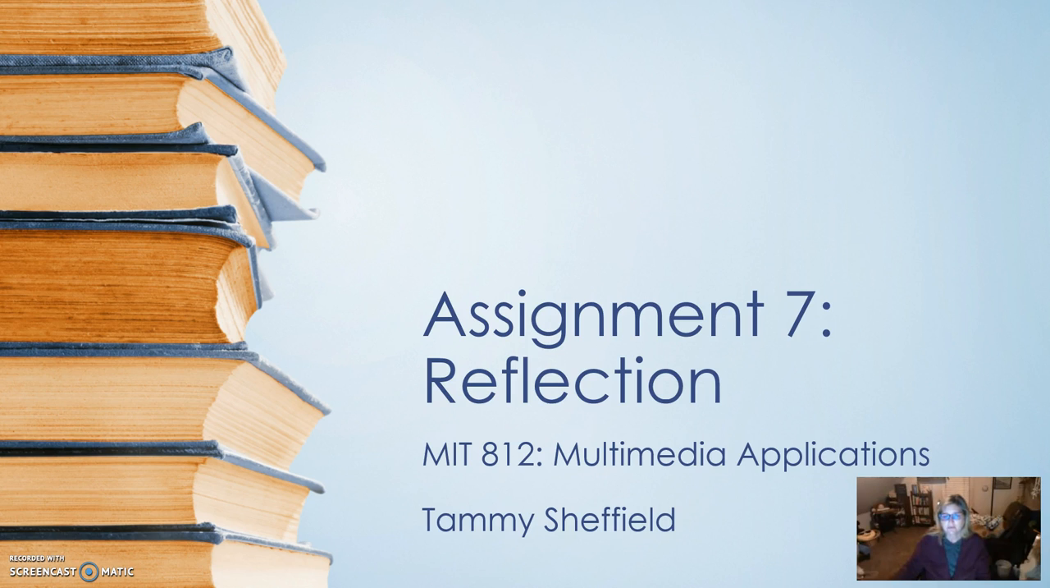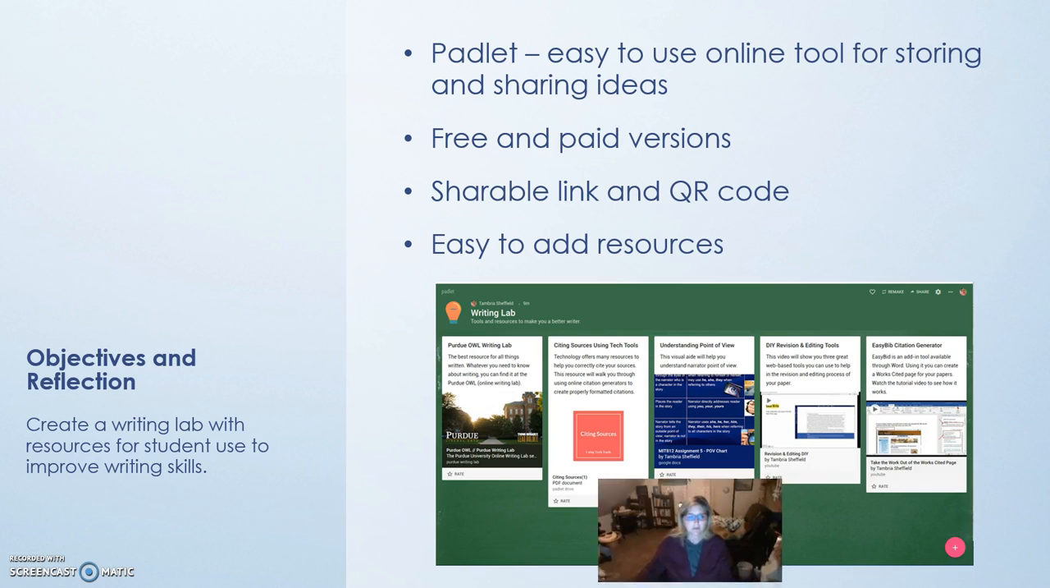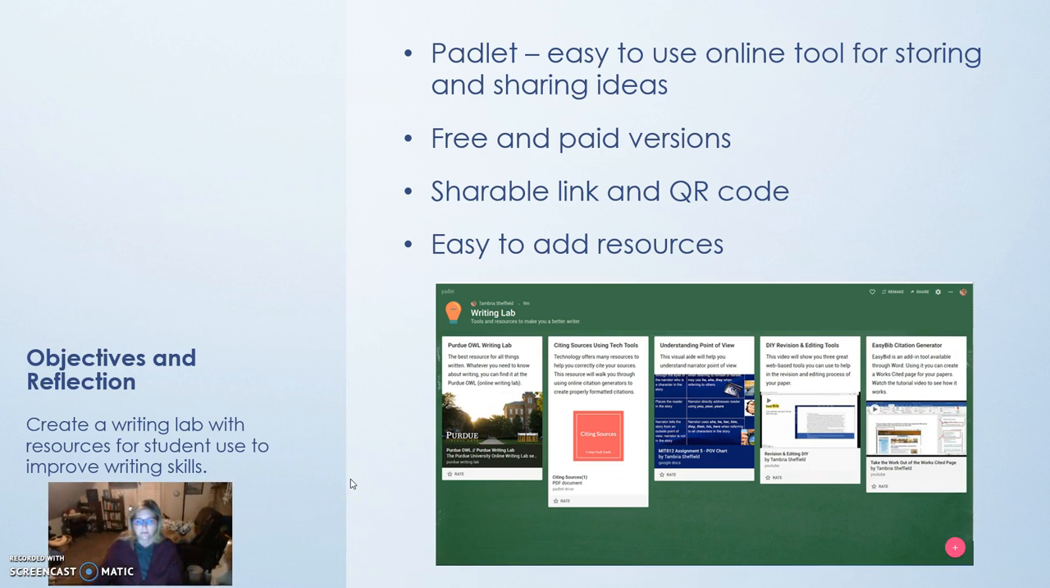This is my reflection for the project I created for our assignment number 6. For that assignment, my objective was to create a writing lab with resources for my students to use to improve their writing skills. I do think I met my objective because I was able to find an online source where resources could be easily stored and shared with my students.